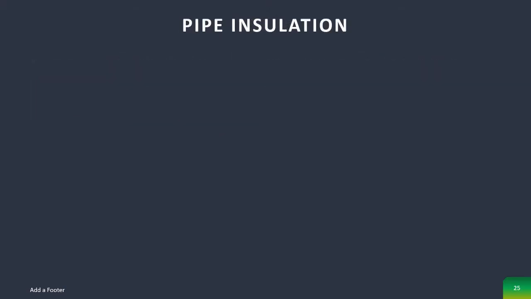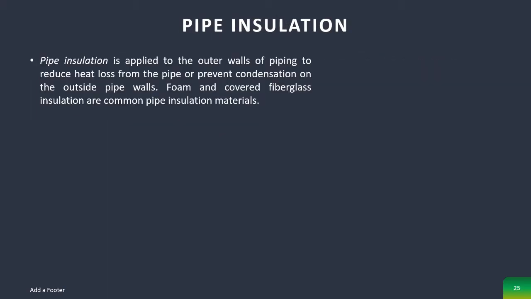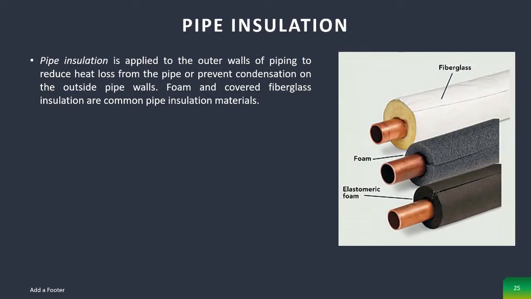Next is pipe insulation. Pipe insulation is applied to the outer walls of piping to reduce heat loss from the pipe or prevent condensation on the outside pipe walls. Foam and covered fiberglass insulation are common pipe insulation materials. So, ito yung example. Foam, fiberglass, and merong isa, elastomeric foam.